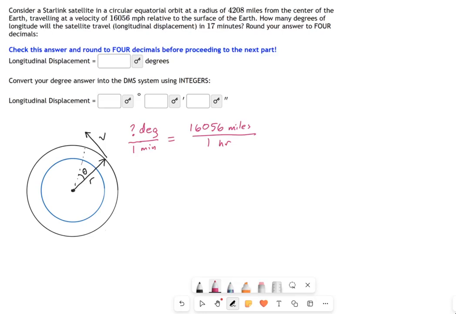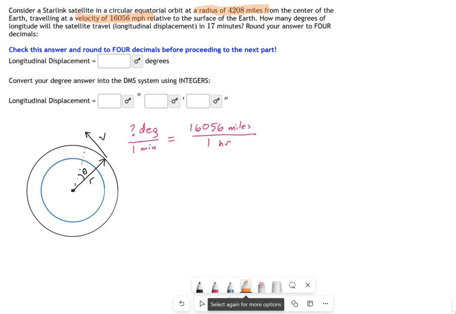Let's talk about the progression of a satellite around the planet Earth. We're given a few things here to start with. I know that the satellite's orbit is 4,208 miles from the center of the planet, and that it's traveling at a velocity of 16,056 miles per hour relative to the surface of the Earth. That's important because the Earth is rotating too, but because this is a speed relative to the surface of the Earth, we don't need to worry about the Earth's rotation. That's already taken care of for us.